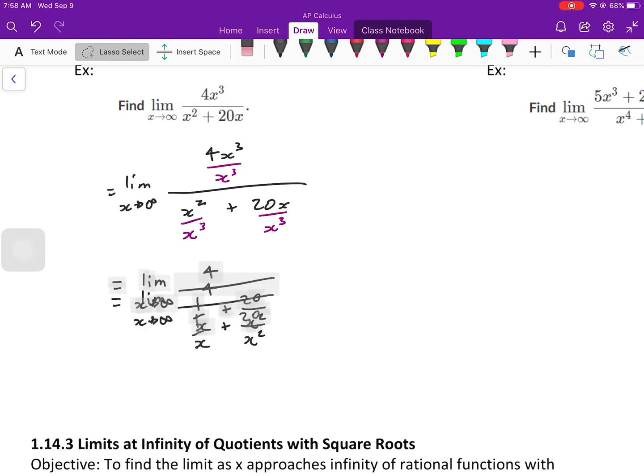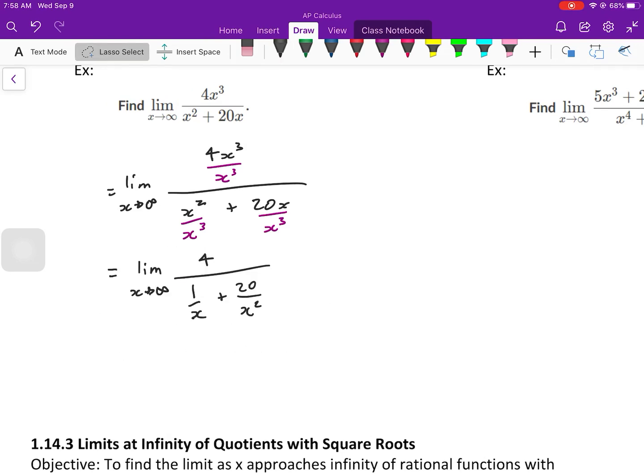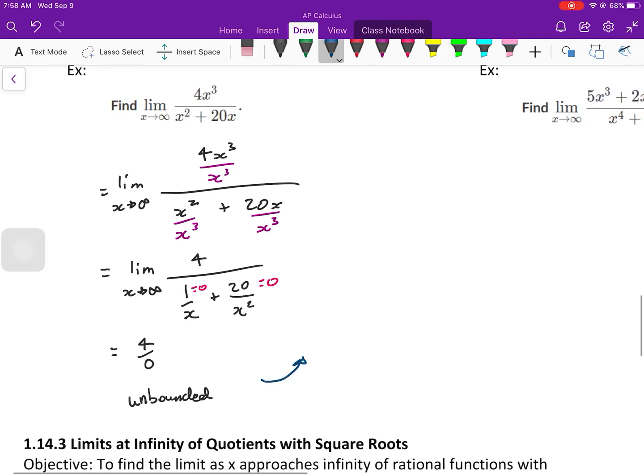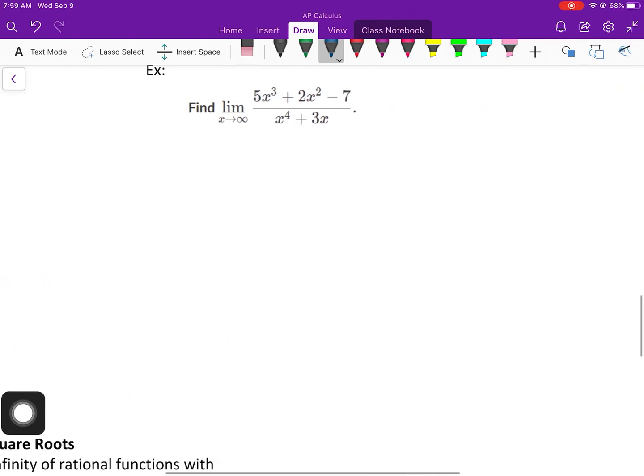And this one gives us an interesting answer, because what you'll see is that this will end up equaling 0, this will end up equaling 0, and we're going to be left with 4 over 0. So this one we're going to say is unbounded. It's either going to go to positive infinity, or it's going to go to negative infinity. And further tests would need to be done if we needed to determine which one it's going to. But for this assignment, I think we're just going to say unbounded and call it done.